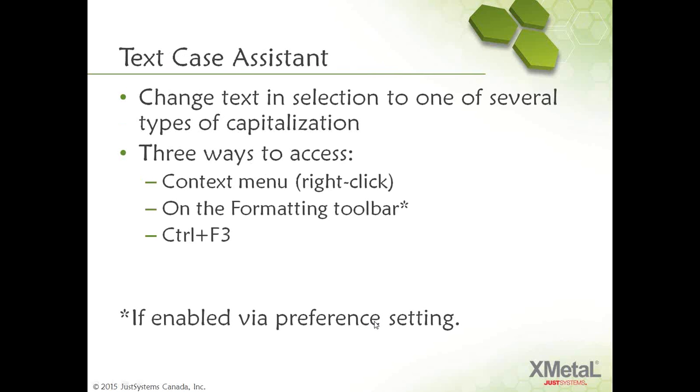So of course we released XMetaL Author Enterprise several weeks ago now, and this is just a recap of some of the new features that you're going to see if you download XMetaL Author Enterprise 10. First on the list, a feature that we call the Text Case Assistant. This is modeled after features that you've seen in other word processing software, and the idea basically is to change the text that you have highlighted to one of several types of capitalization. There's three ways to access this assistant. You can do it by the right-click menu, the formatting toolbar, or the keyboard shortcut Control F3.